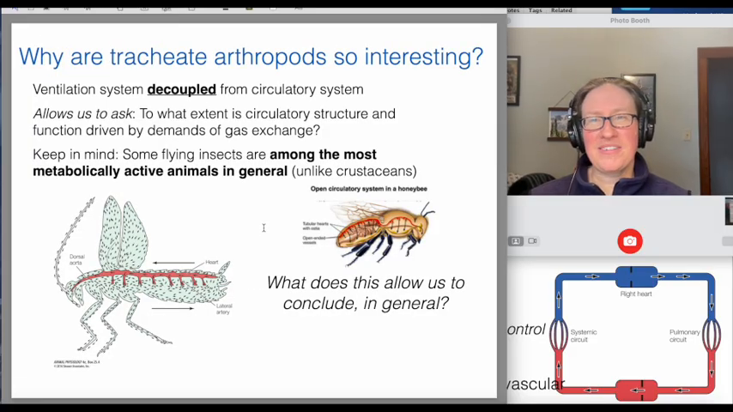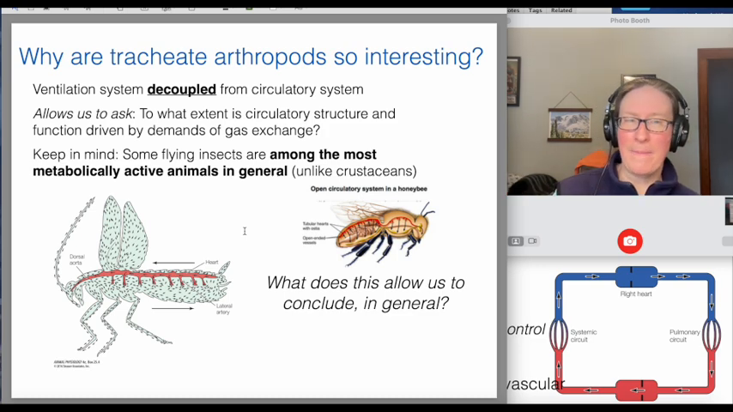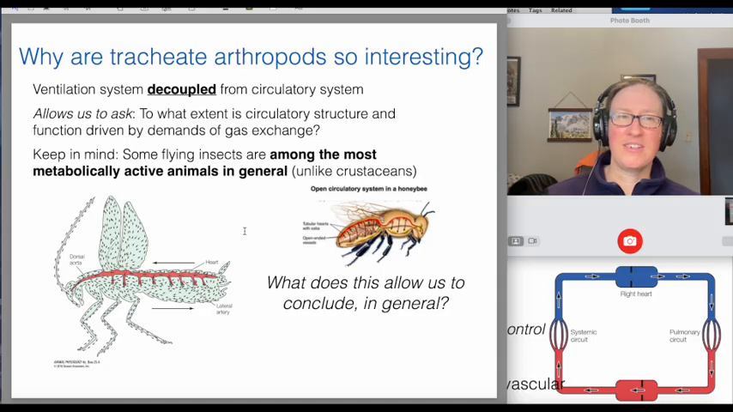All right, we're going to wrap up this topic examining tracheate arthropods, right? So recall that in the tracheate, so terrestrial arthropods, the ventilation system is decoupled from the circulatory system, right? We don't have the alternating convection diffusion pathway. We just have convection diffusion, right? The trachea directly deliver air to the tissues, and so there's just a single convection diffusion step. So there's no circulatory system required to get oxygen to tissues and to remove carbon dioxide.